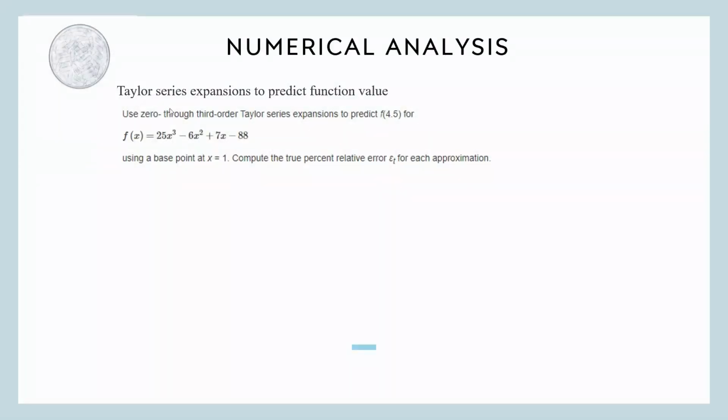Hello everybody, today I'm going to talk about how to use Taylor series expansions to predict a function value. Here I give you a very specific example using the function f(x) equals 25x cubed subtract 6x squared plus 7x subtract 88. We want to predict the function value at x equals 4.5 using a base point at x equals 1. First of all, we would like to recall what a Taylor series is.